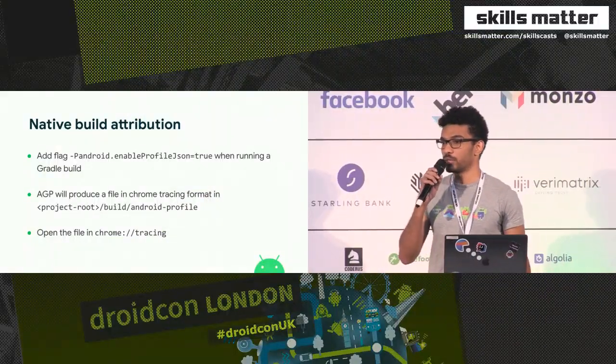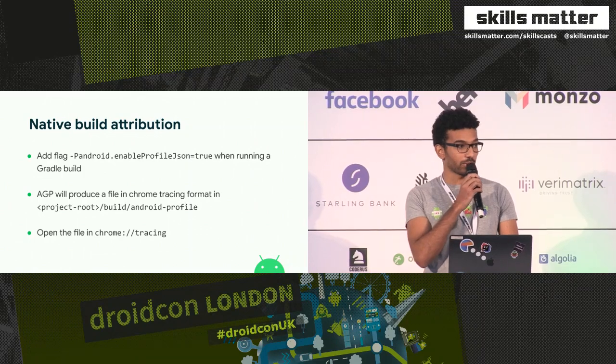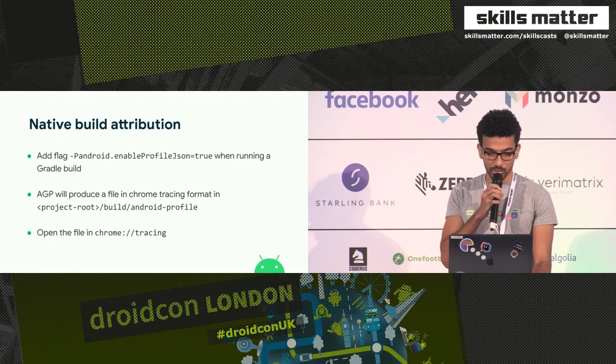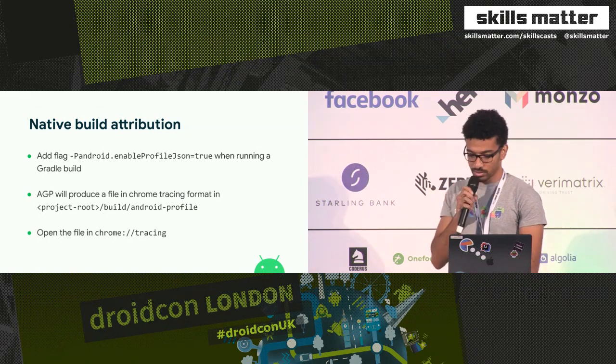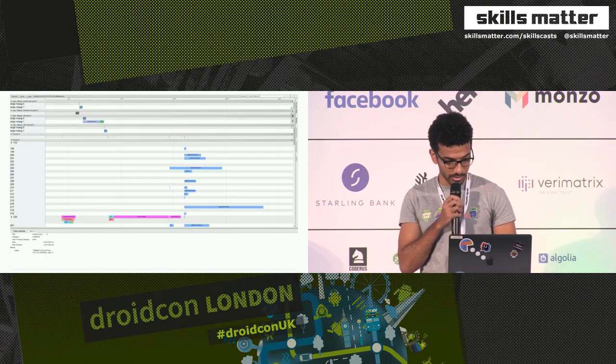We also added support for native build attribution. So if you don't know that already, in AGP we have a tool to visualize your build and know exactly what happened during the build. You basically add this flag, enable profile JSON, to your Gradle build, and then AGP will produce a file in Chrome tracing format in the project directory /build/android-profile. If you open this file in Chrome tracing, you'll find a view like this.